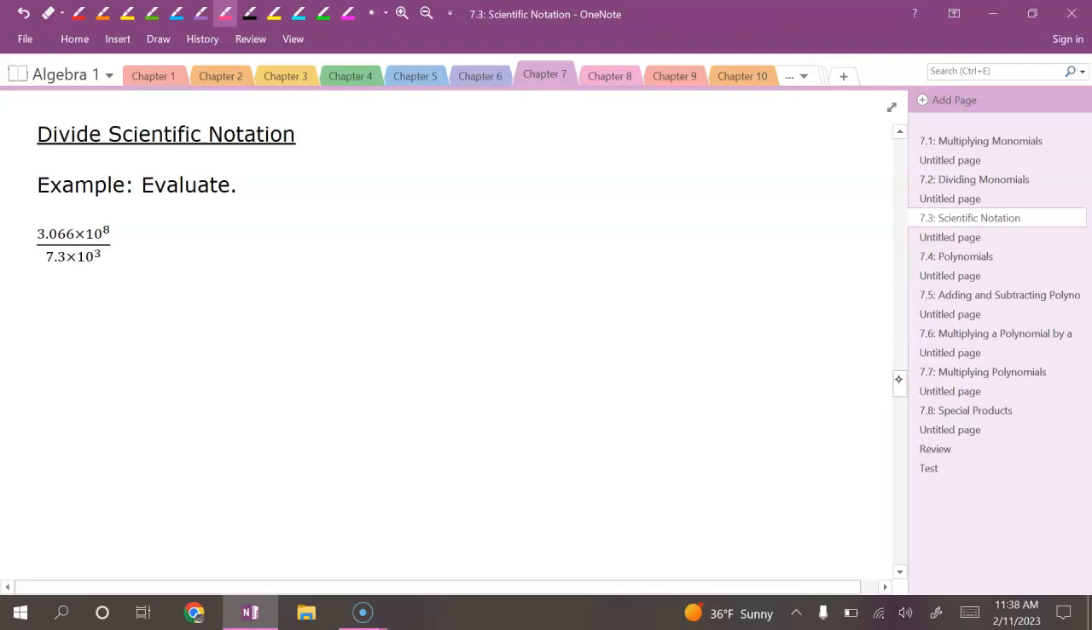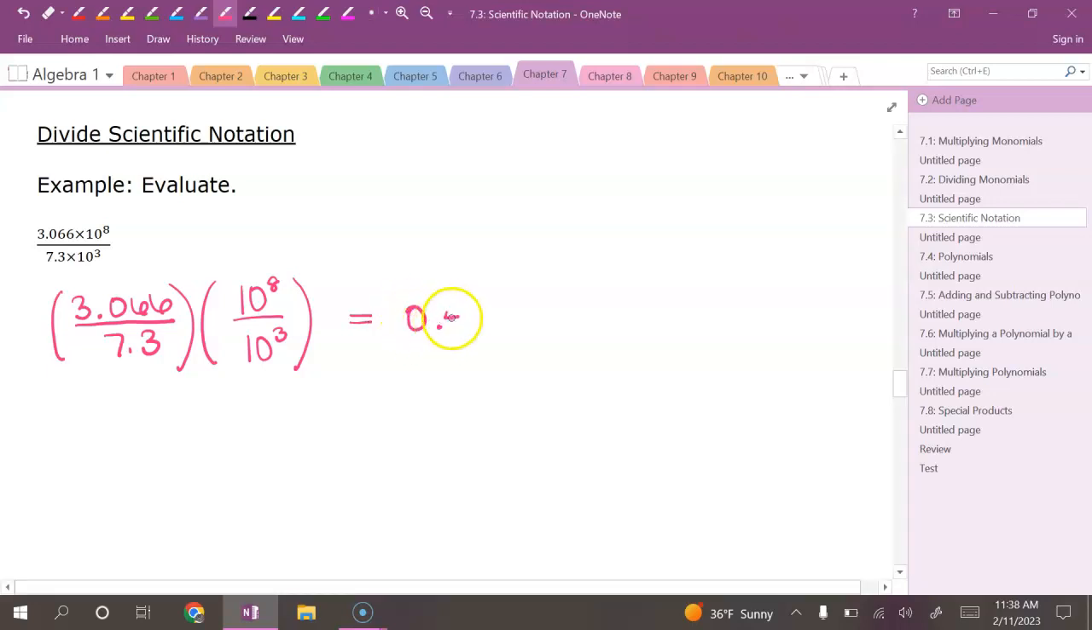So for this first one, I would divide the 3.066 by the 7.3. For your 10 to the 8th power over that 10 to the 3rd, you are going to end up subtracting those exponents. Okay, so when I took 3.066 divided by 7.3, I got 0.42. And then when I took my exponents and subtracted, I have 10 to the 5th.